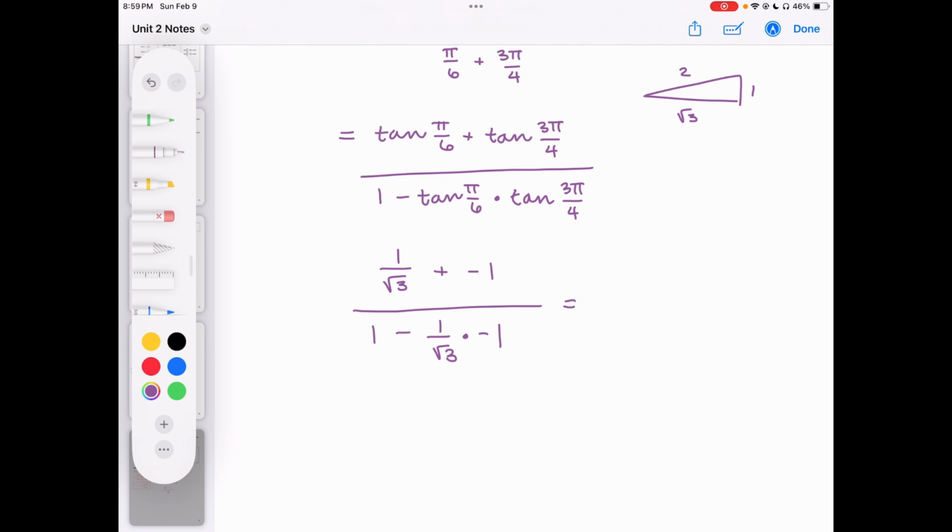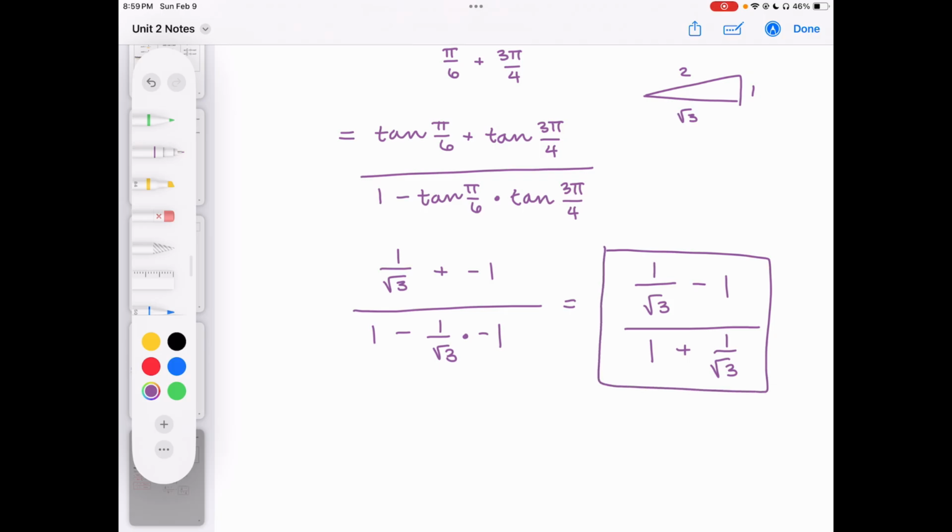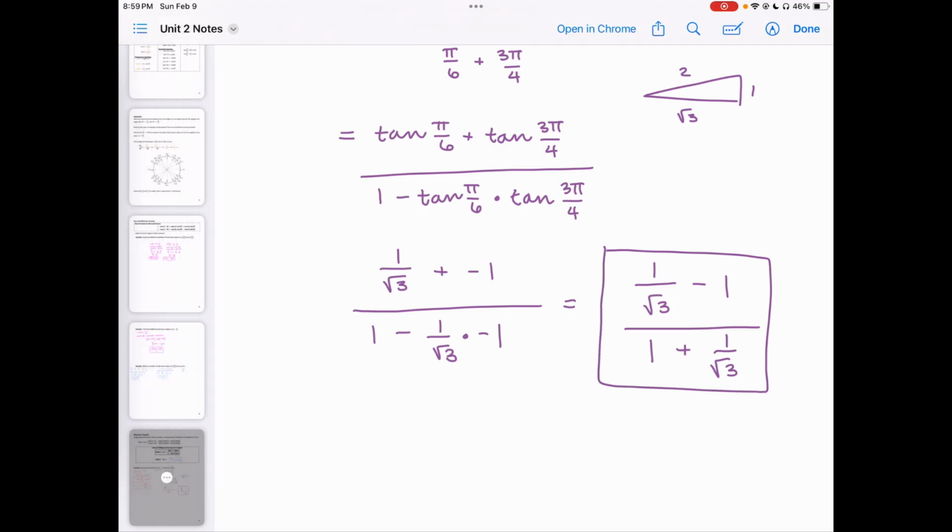Okay? If we just rewrite that with fewer symbols, we're going to have this right here, 1 plus 1 over root 3. And this is what I meant earlier when I said sometimes it looks really complicated and messy. I'm okay with you leaving it like this. I don't need you to do any more. It just becomes so messy that you lose sight of what you were even doing. So I'm okay with you leaving it in this form. Okay.